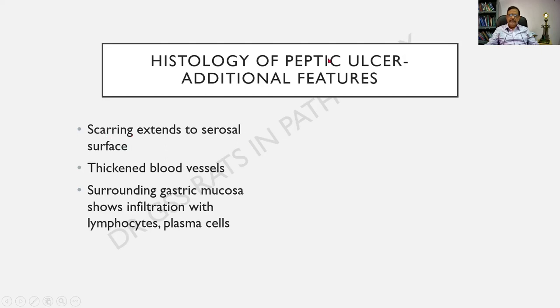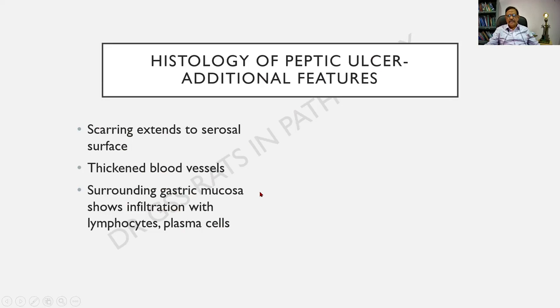Sometimes you find these are the additional features that we can mention in the histology. The scarring will be extending up to the serosal surface. Serosa is the outermost surface of the stomach or the intestine. It extends up to that region. There can be thick-walled blood vessels. And surrounding the gastric mucosa, there will be lymphocytes and plasma cells in the surrounding region.